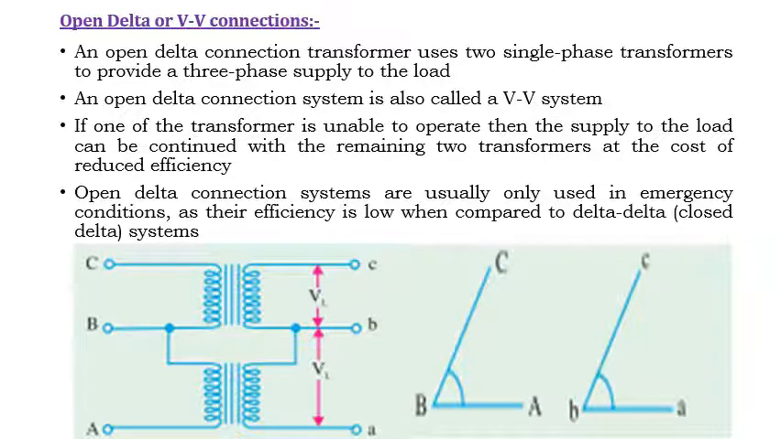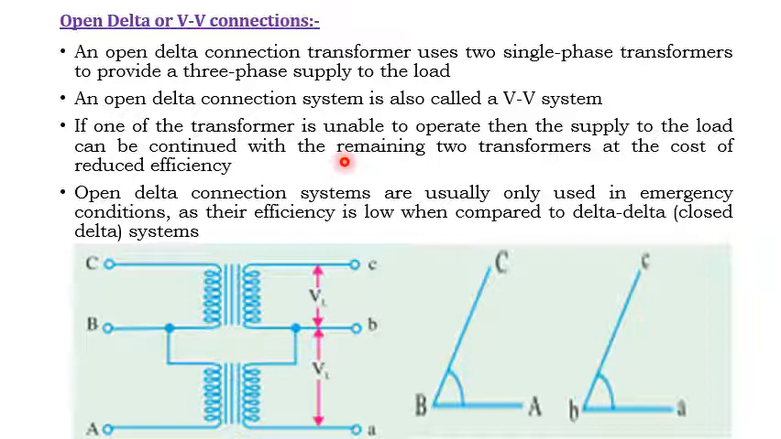Now apart from this, there is one more type of connection, that is open delta or V-V connection. An open delta connection of a transformer uses two single phase transformers to provide a three-phase supply to the load. This type of connection is also called V-V connection or V-V system. Here, if one of the transformers in a three-phase transformer is unable to operate, then the supply to the load can be continued with the remaining two transformers at the cost of reduced efficiency.